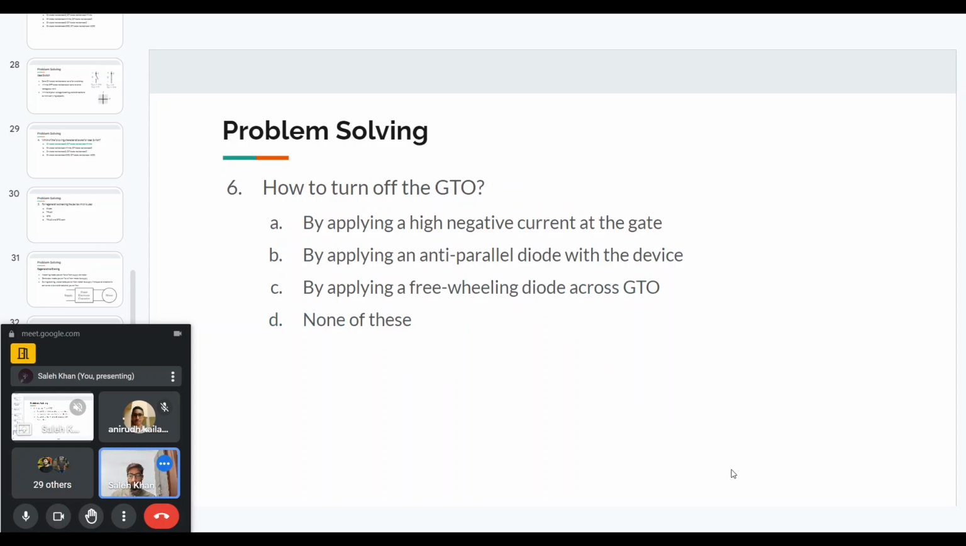Okay. So the next question is how to turn off the GTO. And the options are by applying a negative current, by having an anti-parallel diode, by having a freewheeling diode, or none of these.